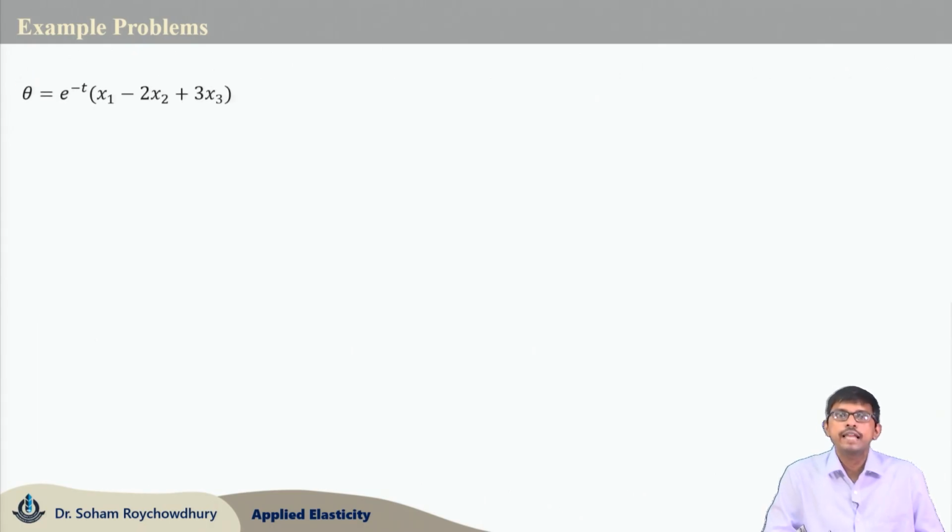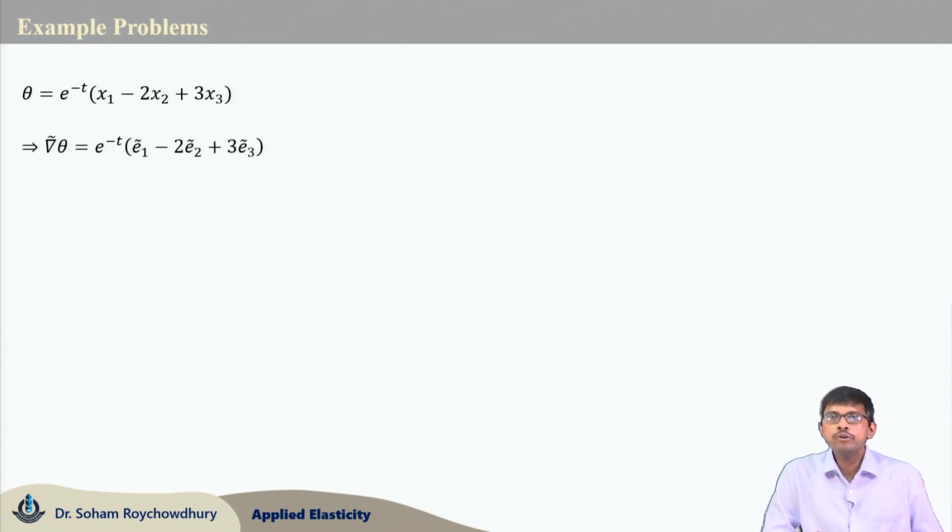Now, coming to the temperature field. Temperature field here is given as e to the power minus t times small x1 minus 2 small x2 plus 3 small x3. We need to find out the gradient of the temperature field, which can be easily obtained as e to the power minus t times E1 minus 2 E2 plus 3 E3. Why is this gradient required? This is required because we need to take the total time derivative in spatial form, which involves local term as well as convective term. The convective derivative term includes the gradient of the theta operator.